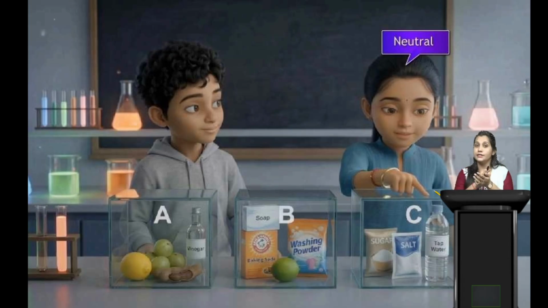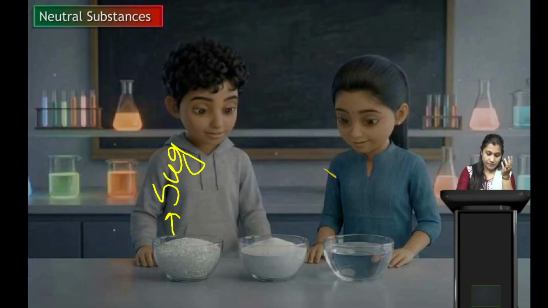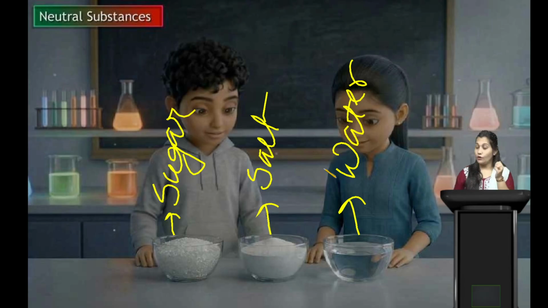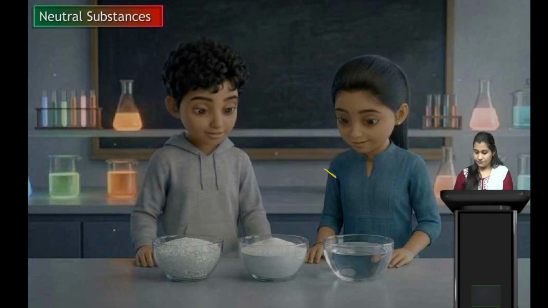Now let's see. Here are the neutral substances, because this one bowl has the sugar, this one is the salt, and this one is the water. So these three are the neutral substances: sugar, salt, and water. Okay.